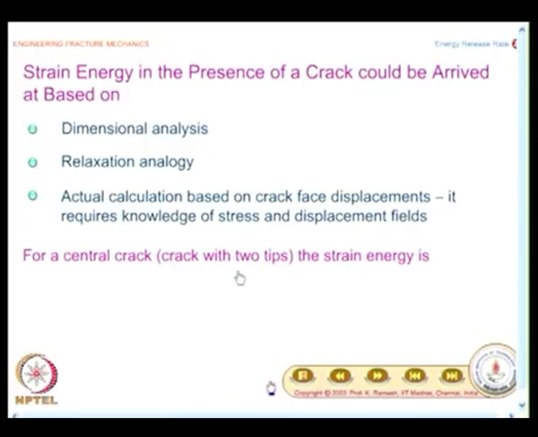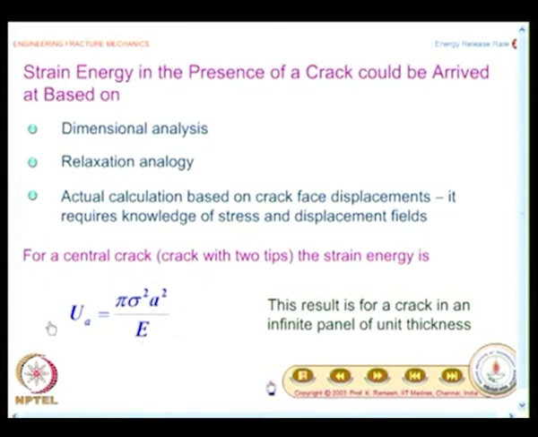What you have here is, we know from our other considerations what is the strain energy in the presence of a crack. This result is known. With this result only we discuss the relaxation analogy. So, the focus of the relaxation analogy is not just to get this result, but to appreciate the concept that is developed as part of energy release rate. The focus is different, and let us look at what we have done.